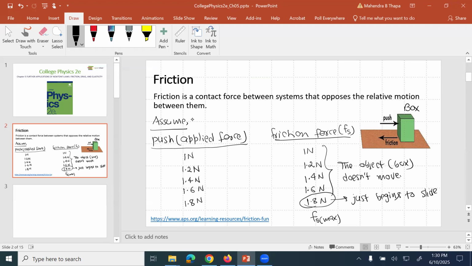So the object is not moving in this situation. So this friction is called static friction.